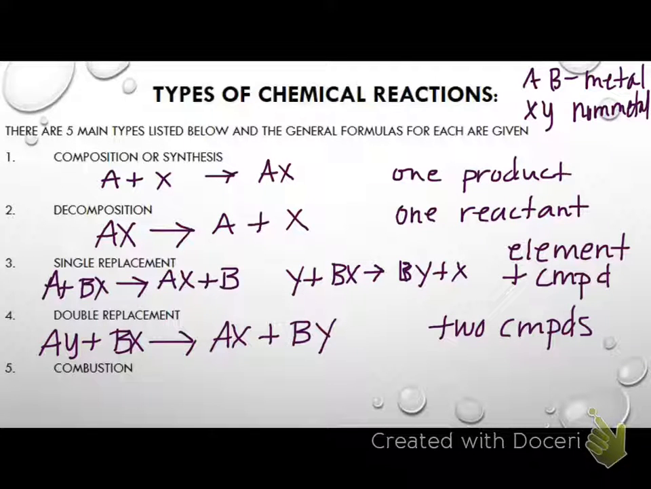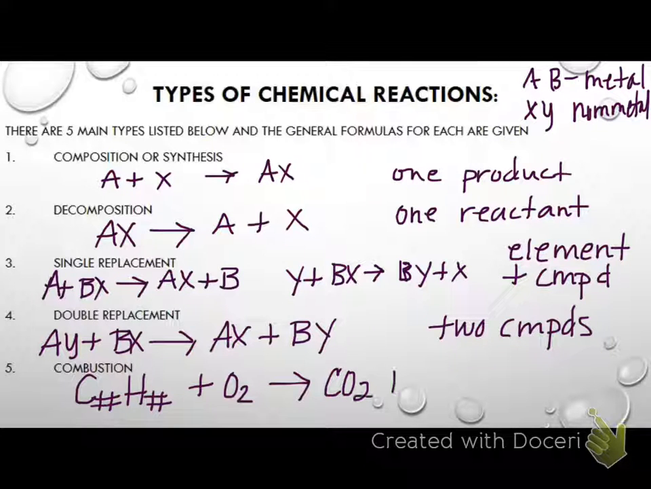And then the last one is combustion. Combustion is going to have a hydrocarbon, so we're going to do C with a number and H with a number. Sometimes you can have an oxygen in there, but it's always going to be plus oxygen. These are the easiest ones to predict, because combustion will make CO2 and water. We recognize those by the hydrocarbons, and they can have various numbers.